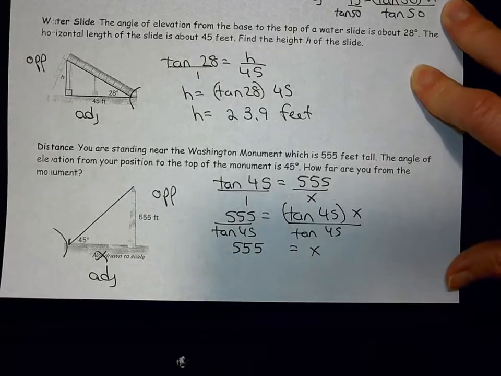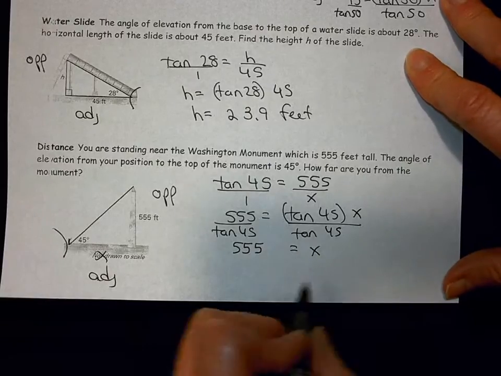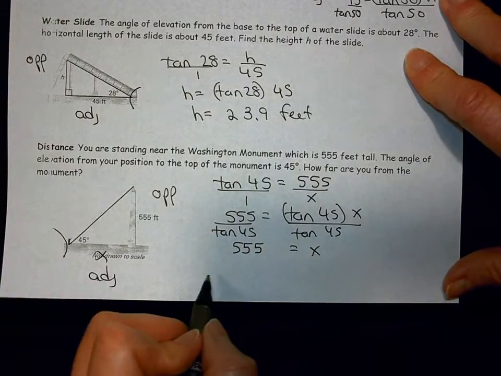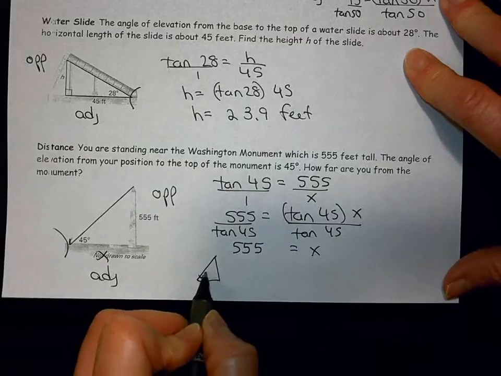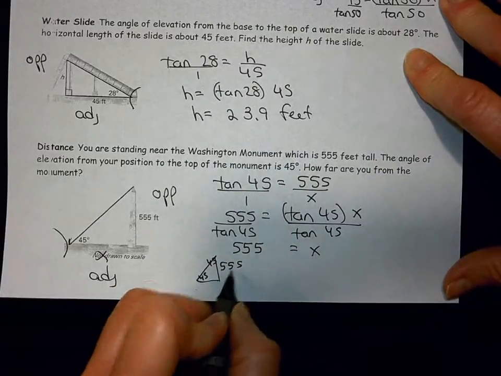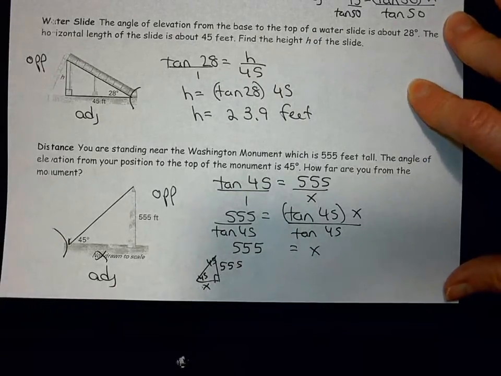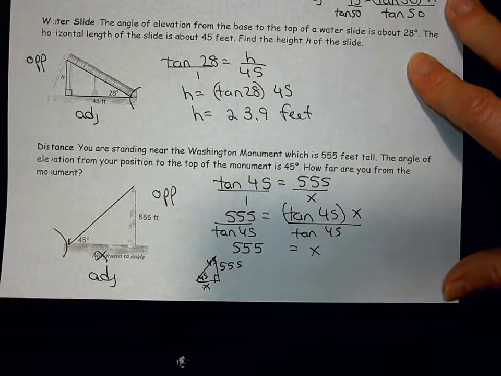Okay, this is not a mistake. The other side is 555, and if you look at the triangle and remember our patterns, if we had a 45-45 triangle, these two sides were the isosceles sides of the triangle. So if one side is 555, the other one has to be 555.